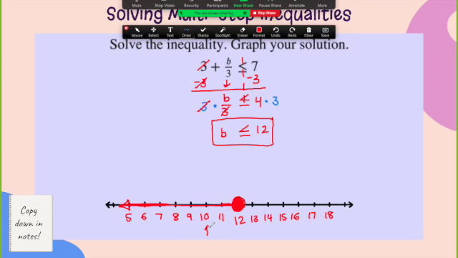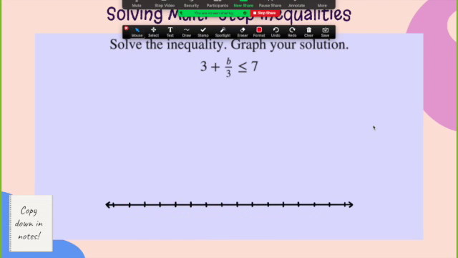So right here, this is a true statement because 10 is less than or equal to 12. This number 12 is included because 12 is less than or equal to 12. 7 works out. 7 is less than or equal to 12 as well. So all of those fit the graph here.